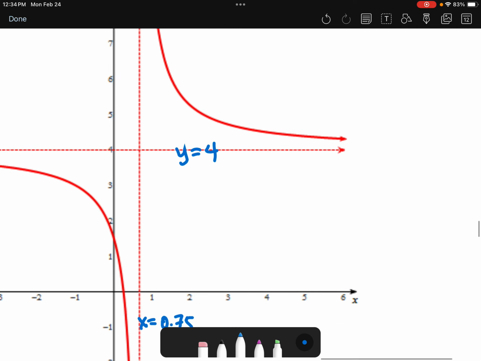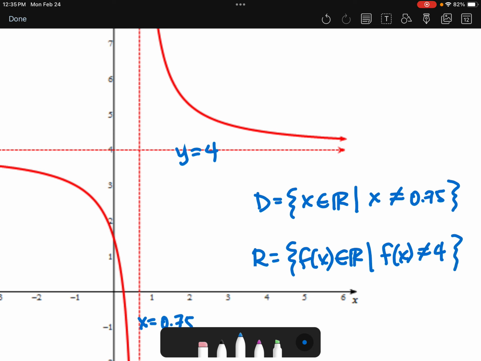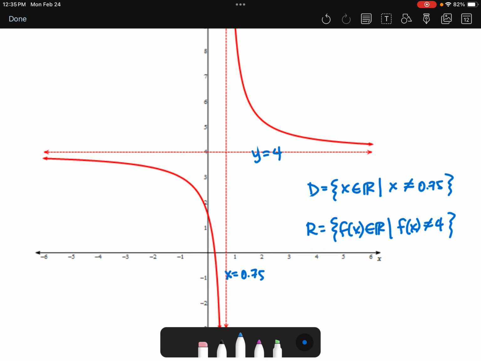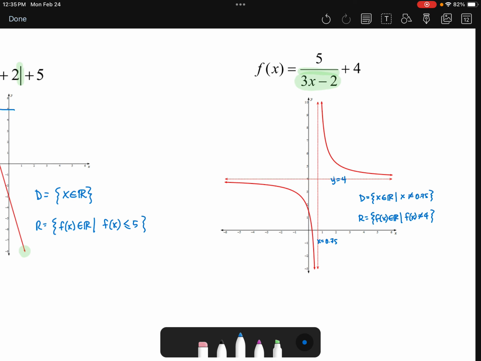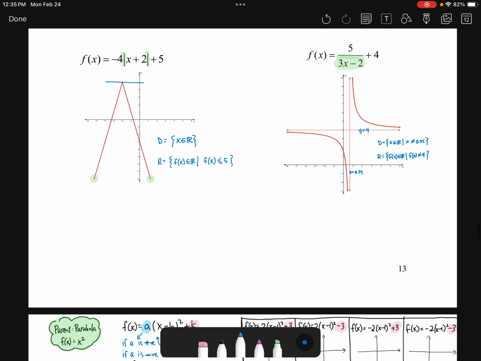So our domain and range for reciprocal functions are literally that it can be anything except for the asymptote, the x asymptote. And for our range, similarly, f(x) can be anything except f(x) can't be 4. So those are our restrictions, and that's how we notate the domain and range for reciprocal functions. So that's pretty much the main part of our lesson.